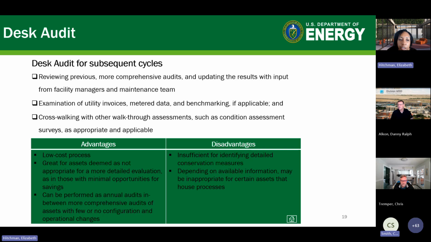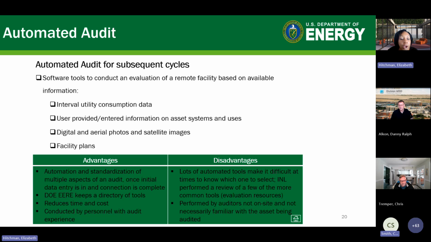Desk audit is very basic. These are probably for smaller buildings, or buildings you're just trying to examine to see if you should even bother doing an EISA audit. Then we also have the automated audit, which is based off of software technology, and that uses utility consumption data. So interval data from your meter. More than likely you would need a smart meter to do the automated audit as well.